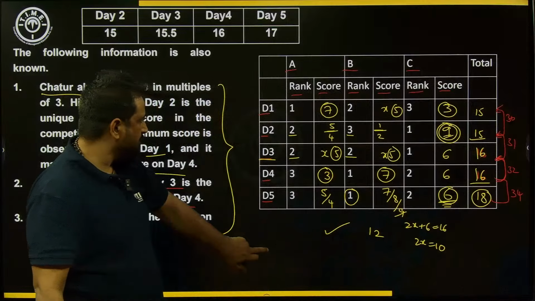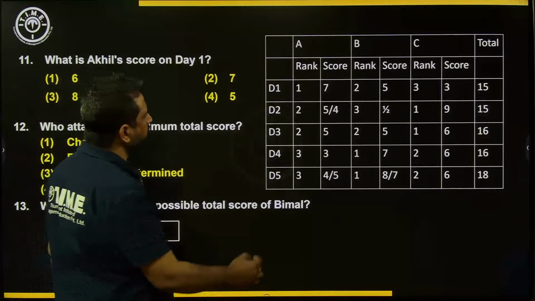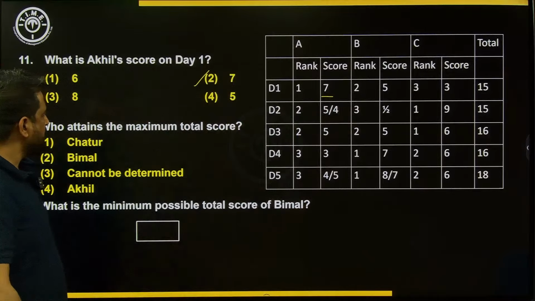Okay, let's answer the questions quickly. What is Akhil's score on day 1? Akhil's score on day 1 is 7. Choice 2. Who attains the maximum total score?